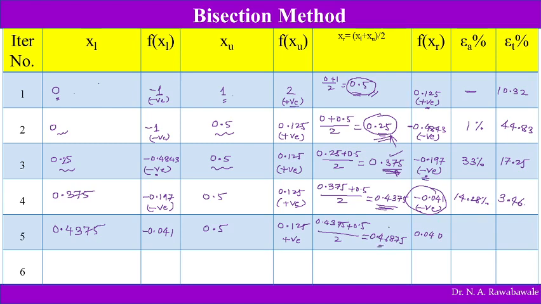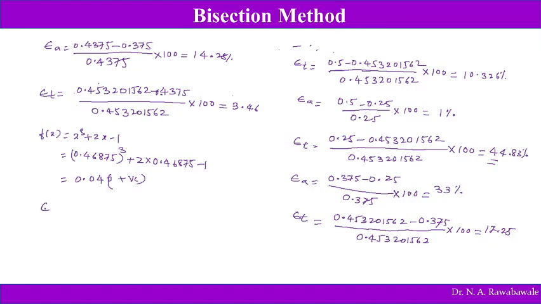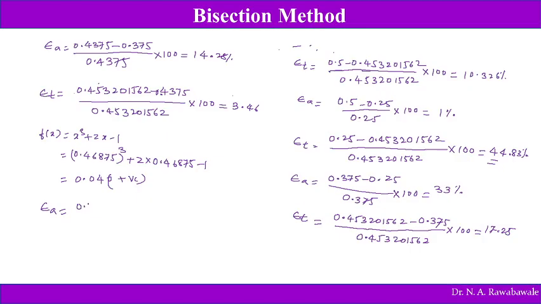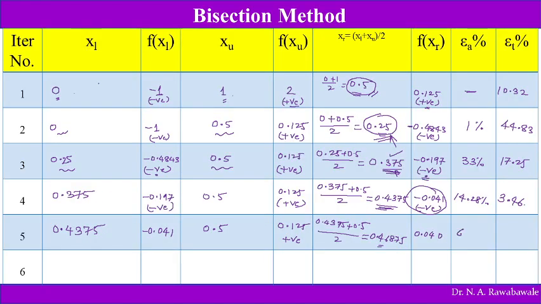Now the approximate error we can find out. New approximation is 0.46875, old approximation is 0.4375. So approximate error is 0.46875 minus the old approximation 0.4375, divided by the revised approximation 0.46875, into 100, and this gives us 6.66% as the approximate error.